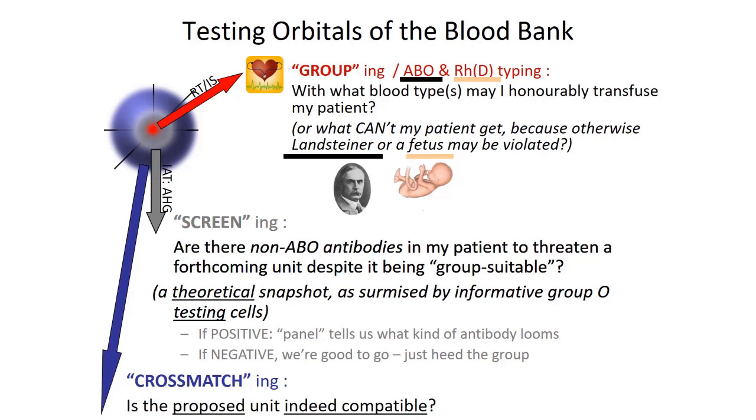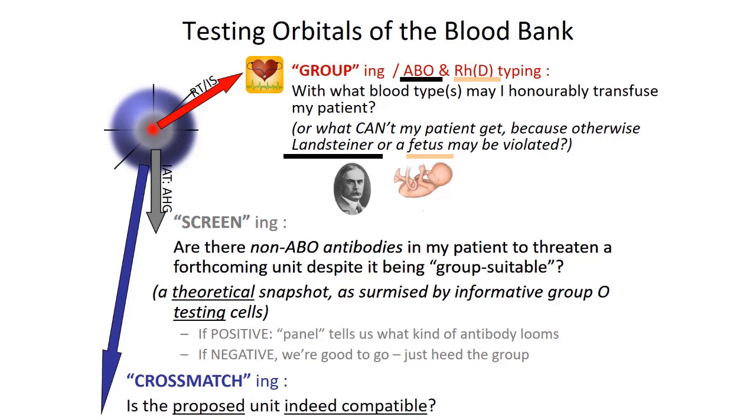the ABO system. If a screen is positive, it tells us what kind of an antibody looms, and we get high resolution or specificity deductions going in so-called panel investigations. If a screen is negative, we're off to the races. We're good to go, and we need only heed the group from that core or nuclear testing with establishing your patient's group.